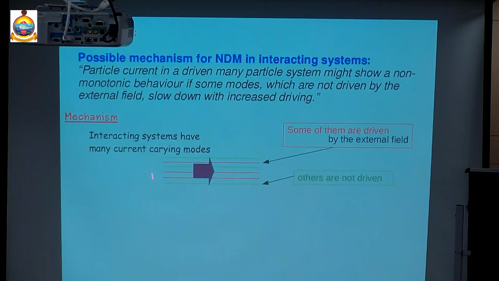So in a many particle system there are many modes, some modes which see the external field, some modes which do not see the external field, okay. So when you increase the external field, two things can happen. The ones which see the external field are pushed, okay. But then it is possible that the same field is seen differently by the non-driven modes, okay. Their activity, they are diffusing, but they might diffuse slow, okay.